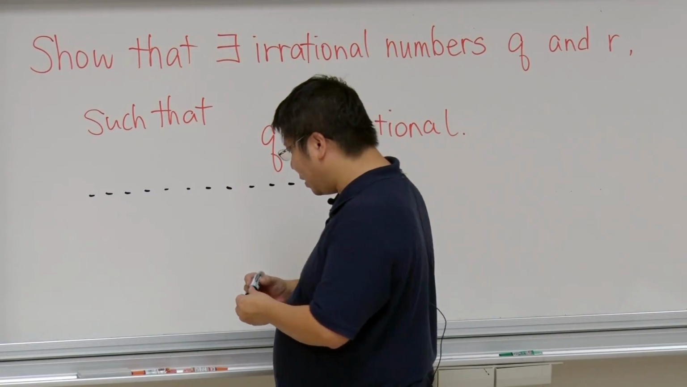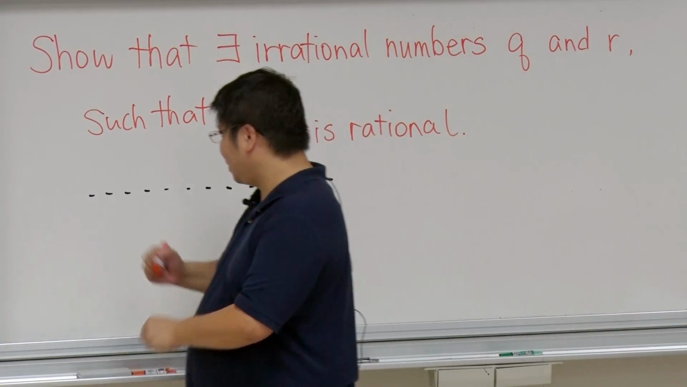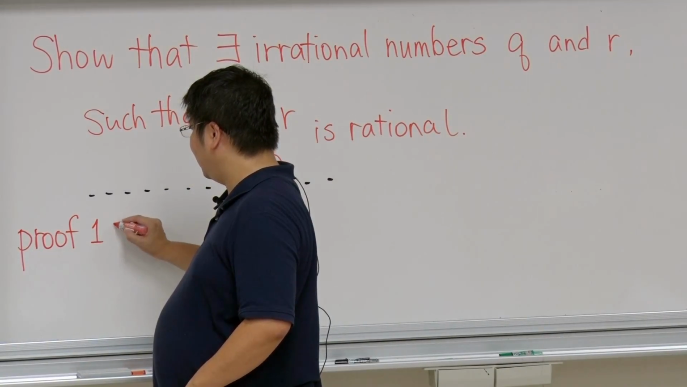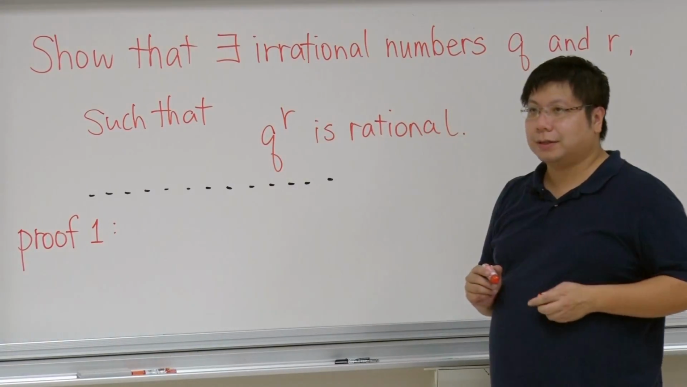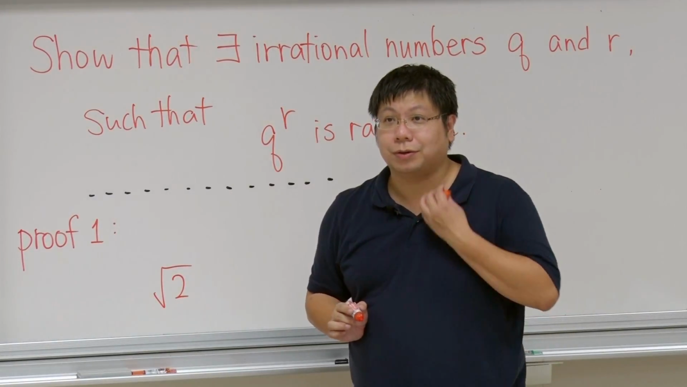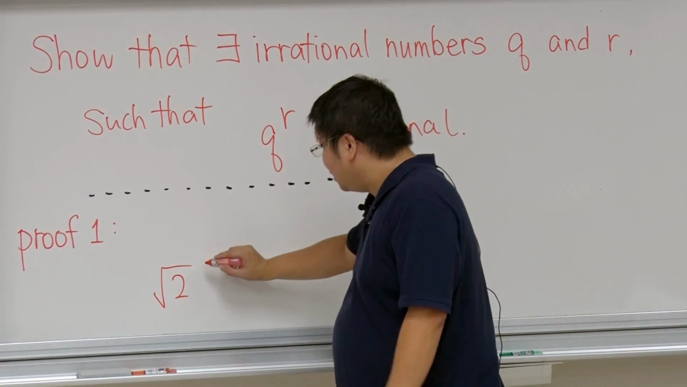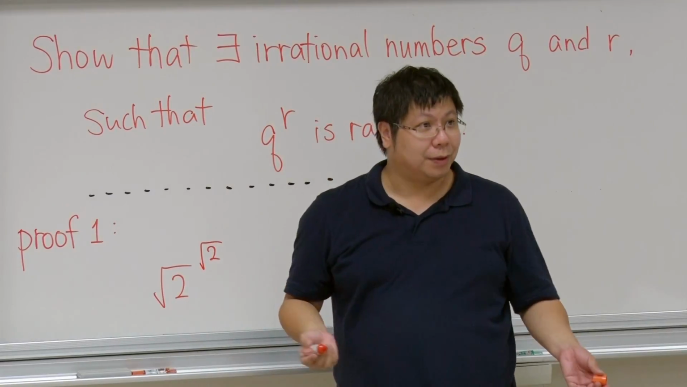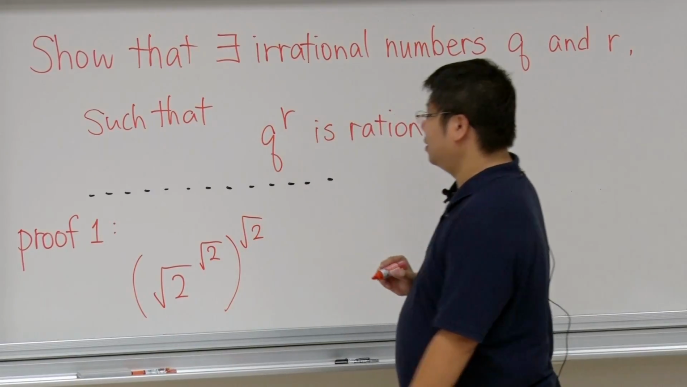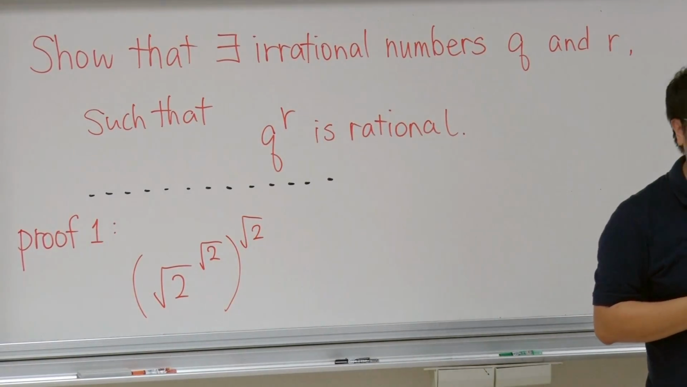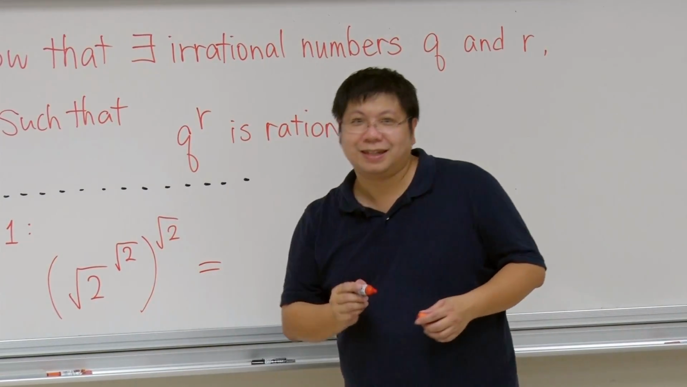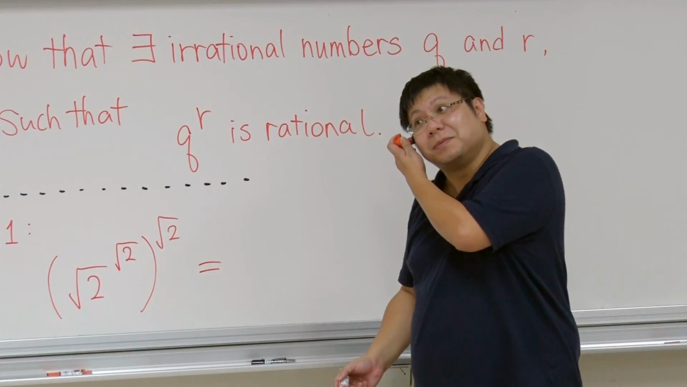So this is proof 1. The first proof is, let's take a look at this number, square root 2. We know square root 2 is irrational, right? We have proven this last time. Now take square root 2 to the power square root 2. So this is a number, right? This number to the power square root 2. Very strange. But what is it?